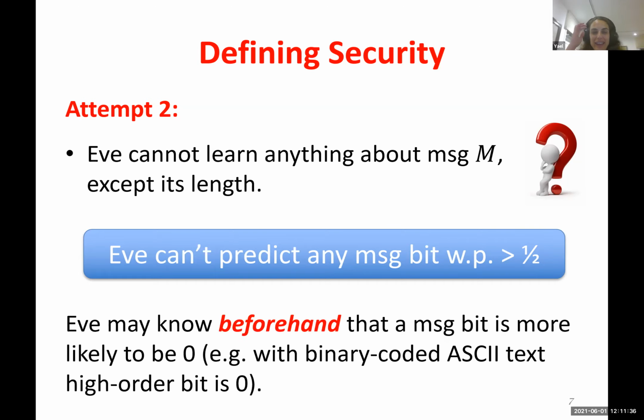I want to say the answer is no, because maybe Eve knows something about the message. Maybe she knows that the message always starts with, let's say, the least significant bit being 0. Or if the message is encoded in a certain way, then maybe she has some information about what the bits are. Maybe she knows that usually I start with hello. So she knows the first bits of the message. So she can predict. Maybe she has a priori information about the message. So this is just to show you that even just defining security is very subtle.